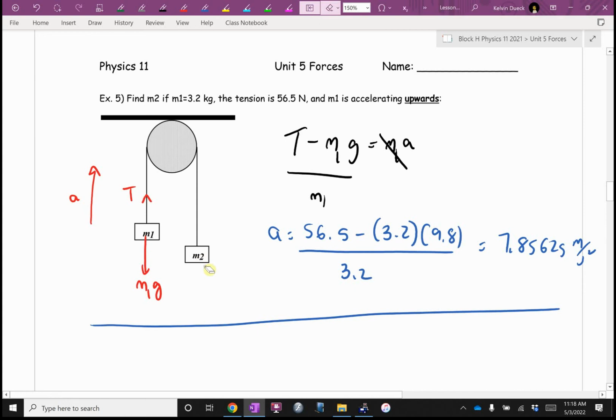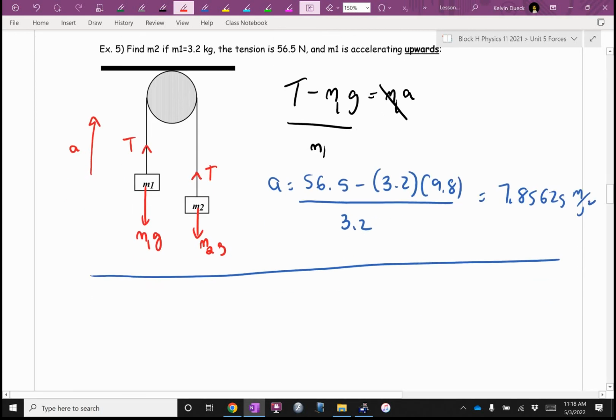Casey, what are the forces acting on mass 2? Get the obvious one. Good, M2G. What else? Yep. Which way is M2 accelerating? Down. Which way is the winning direction? Down. Who's winning? M2G. Who's losing? Tension. What's that equal? M2A.